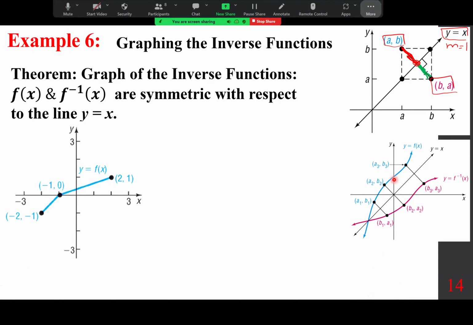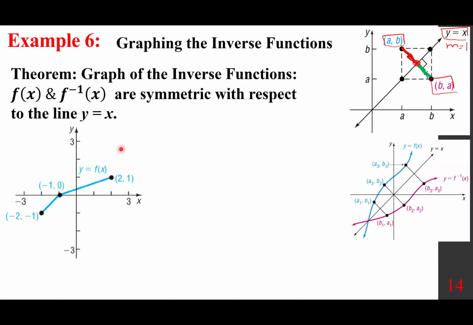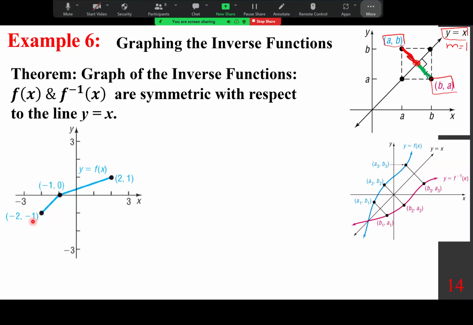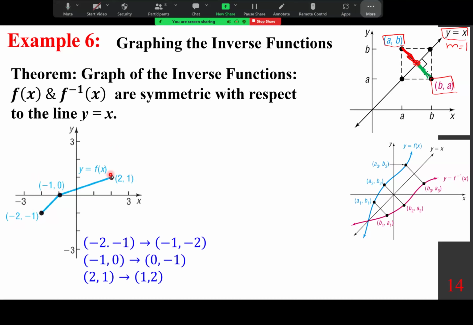For example, here, a sub 1, b sub 1 corresponds to b sub 1, a sub 1. So how do we graph this? Let's do exactly the same thing here. How do we do that? -2, -1 corresponds to -1, -2. -1, 0. 0, -1. 2, 1. 1, 2. So first, understand that, and all you have to do is plot those pairs.